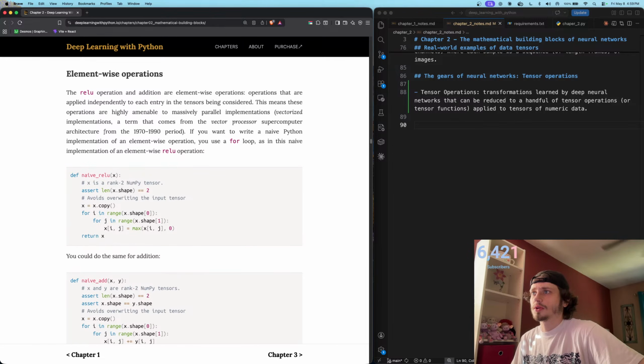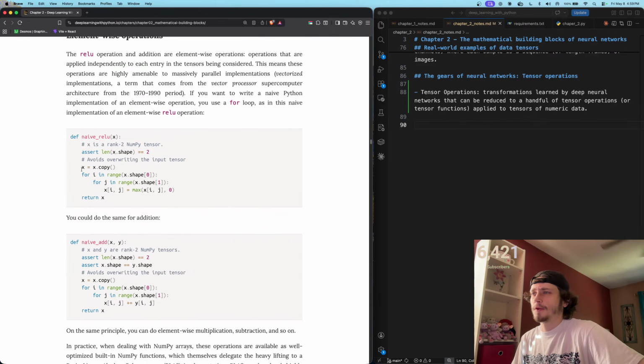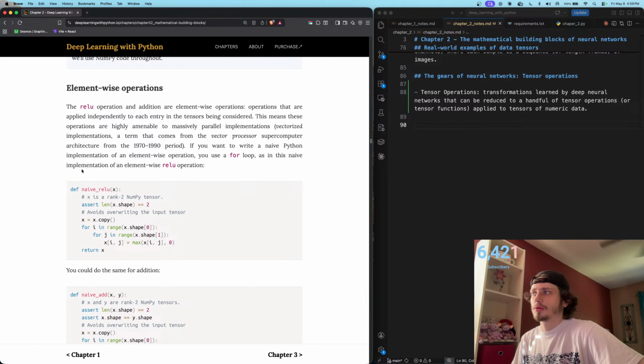Right, so element-wise operations. We talked about these yesterday, right? These were operations that are applied independently to each entry in the tensor. This means that the operations are highly amenable to parallel implementation.